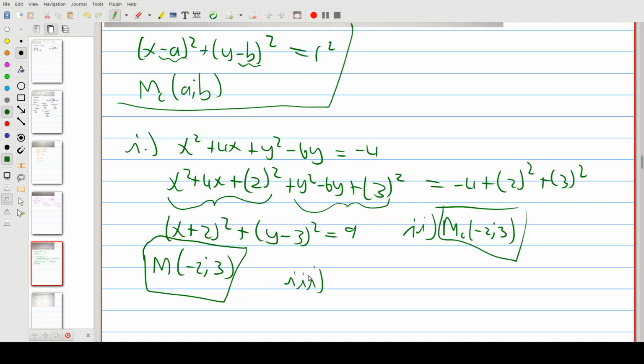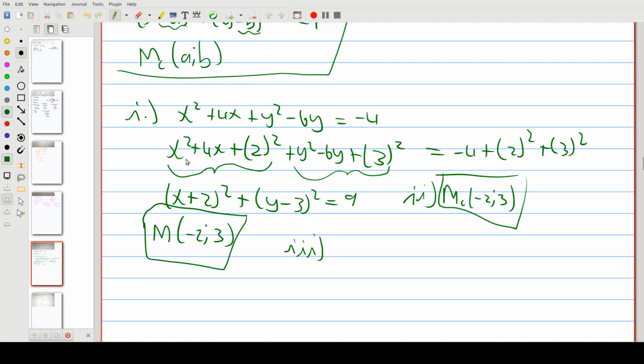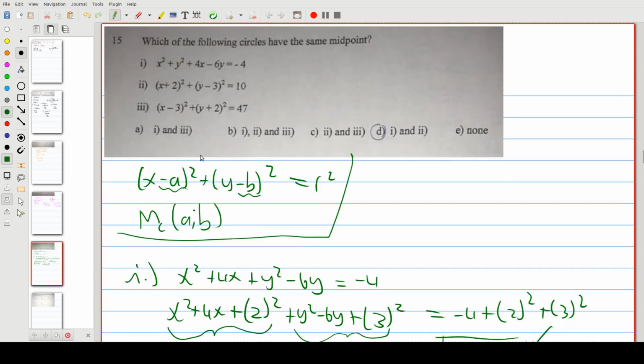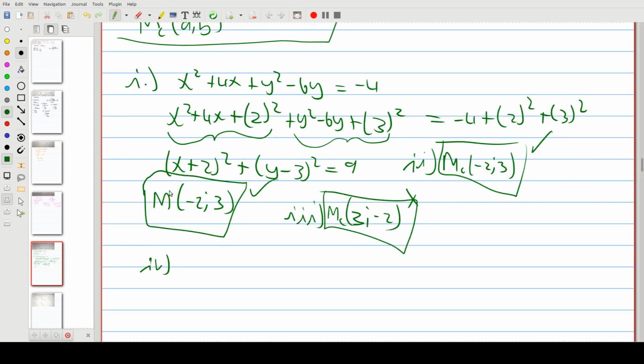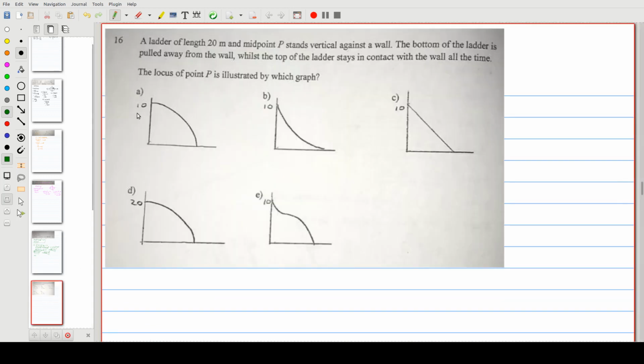For the third circle, third equation, our midpoint would be +3 and -2. So that one is not the same. So those two are the same so far. This one is not. And then for the fourth one, we have, oh no, it's just the 3. Okay, so it'll be number 1 and number 2. So 1 and 2. That's right. Someone's already circled the right answer there. Perfect. Alright, question 16.